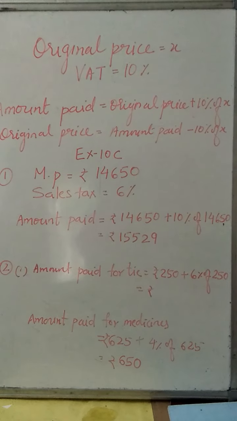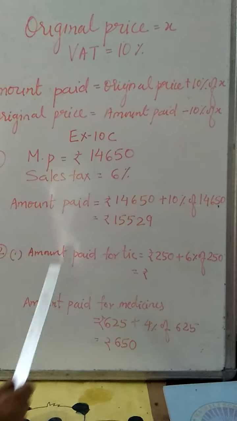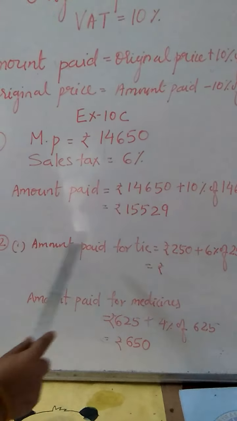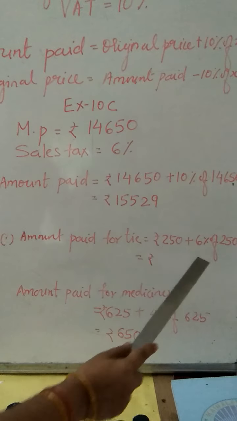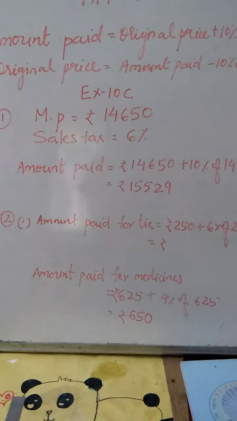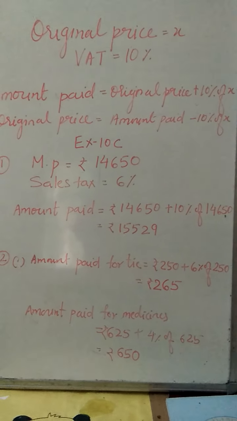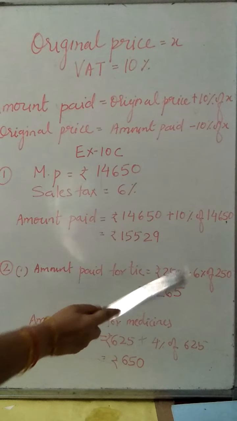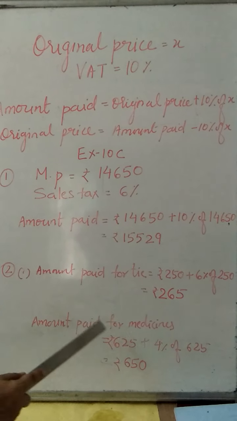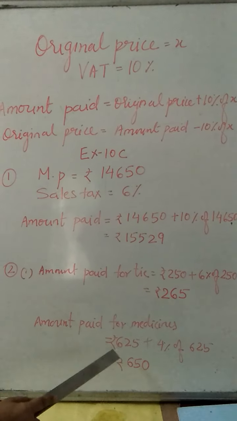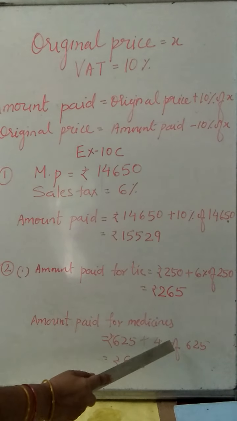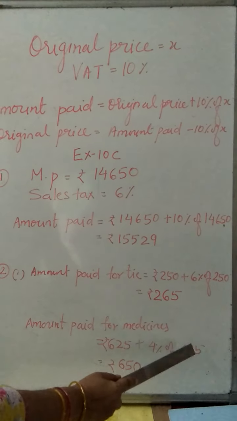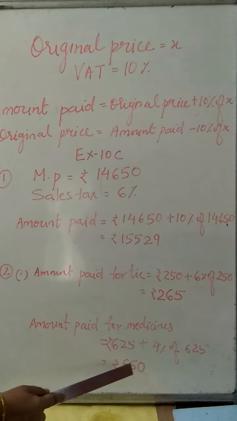So case number 1, in case of tie, amount paid for tie. Individually they have given tax for every item. So amount paid for tie is the cost of tie plus 6% of 250, that is 250 plus 6% of 250. After calculation, you will be getting 265. Now for the second case, amount paid for medicines. So that is 625 plus 4% of 625, that is the charge which is implemented for the medicine. After calculation, you will be getting 650.